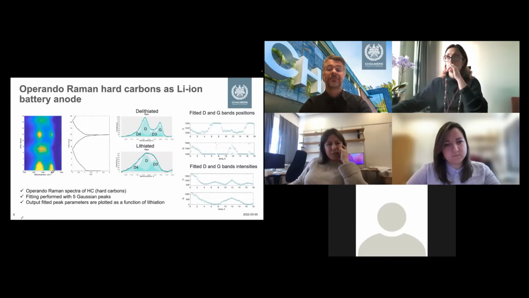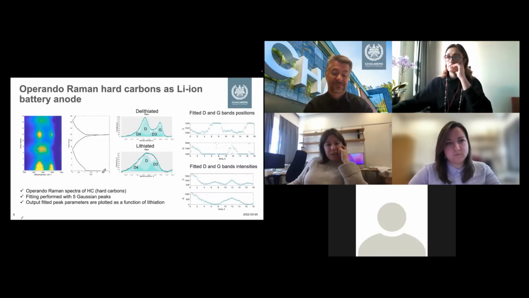In this contour graph, here you have wave number and here's the time, and we see how the signatures of the G and D band evolve within the time simultaneously to electrochemistry that is performed and controlled by potentiostat. Here we see the potential versus time as well, and how accordingly spectra change with lithium insertion and de-insertion.